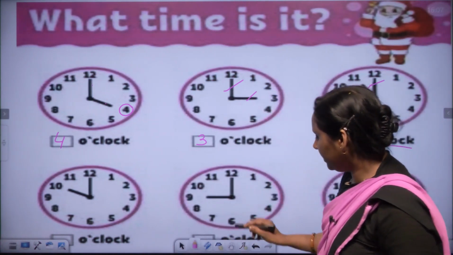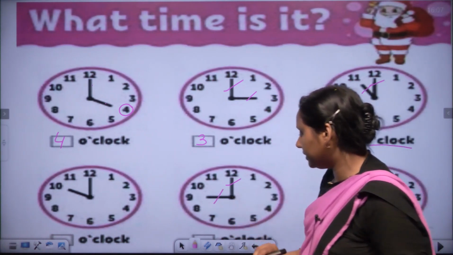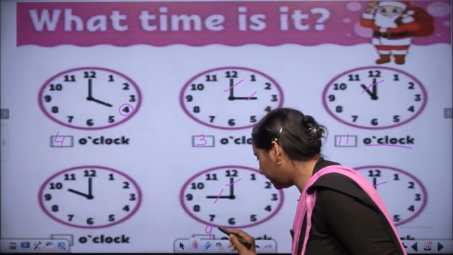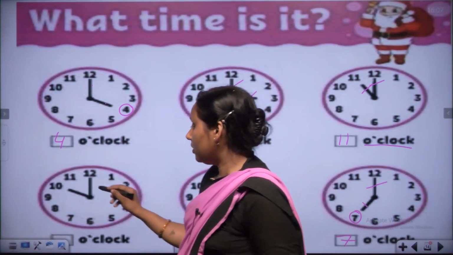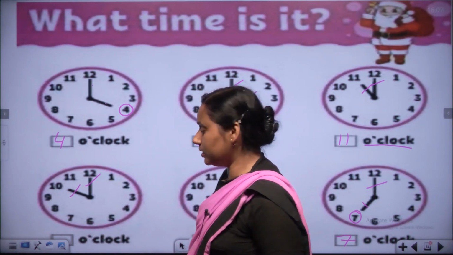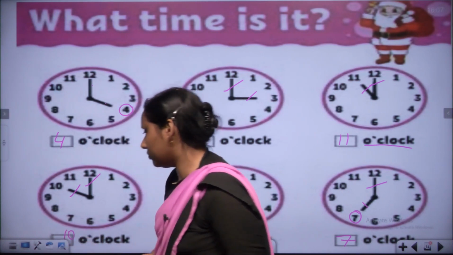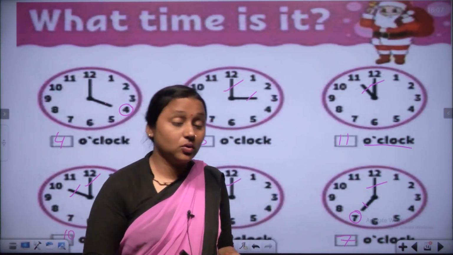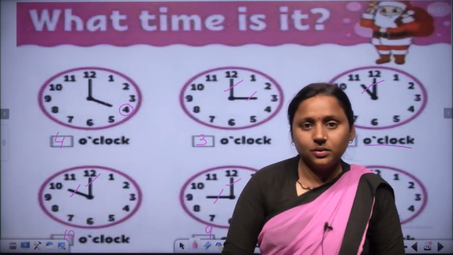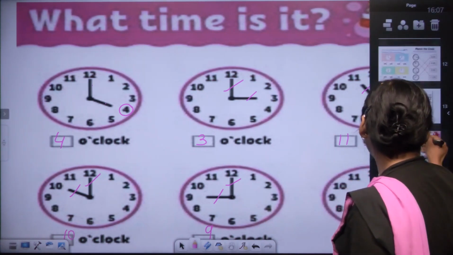Okay. Here longer hand in 12 and shorter hand in 9. So what we read? 9 o'clock. Okay. Then longer hand in 12 and shorter hand in 10. So what we read, children? Yes, 10 o'clock. Okay, all of you understand? Okay, reading the time, children. Yes, this is so easy.